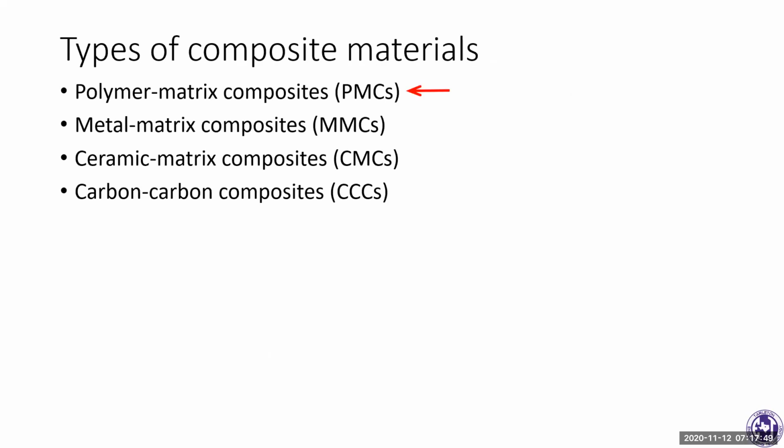There are a variety of composite materials classified by the type of matrix. Polymer matrix composites have matrices that are made of polymers or plastics. Metal matrix composites have matrices that are metallic. Ceramic matrix composites have ceramic materials as their matrices. Carbon-carbon composites have matrices of carbon, and the reinforcements are made of carbon as well. We'll focus on polymer matrix composites for now.